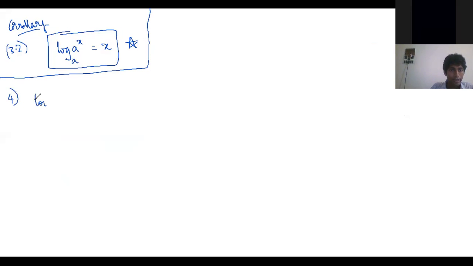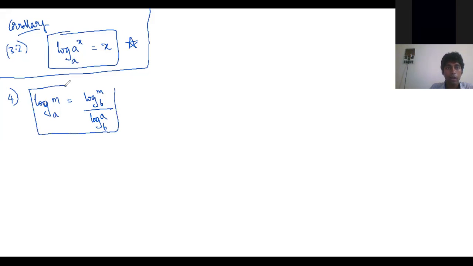Property 4 says log m to the base a is equal to log of m to the base b divided by log of a to the base b. Very important. You can express a logarithm having m as argument and a as base in this form, as the division of two further logarithms. Of course, here b should not be equal to 1. All the laws should be satisfied.